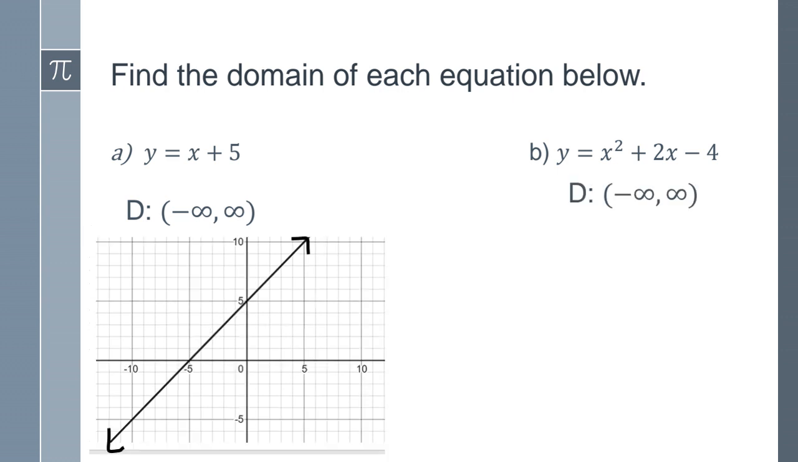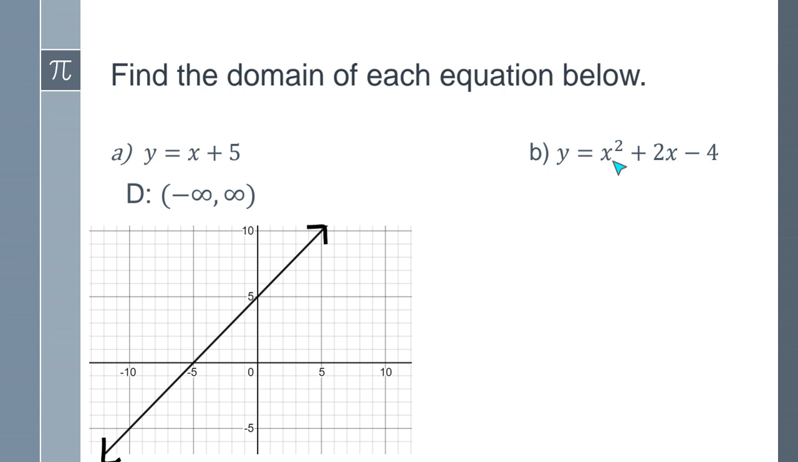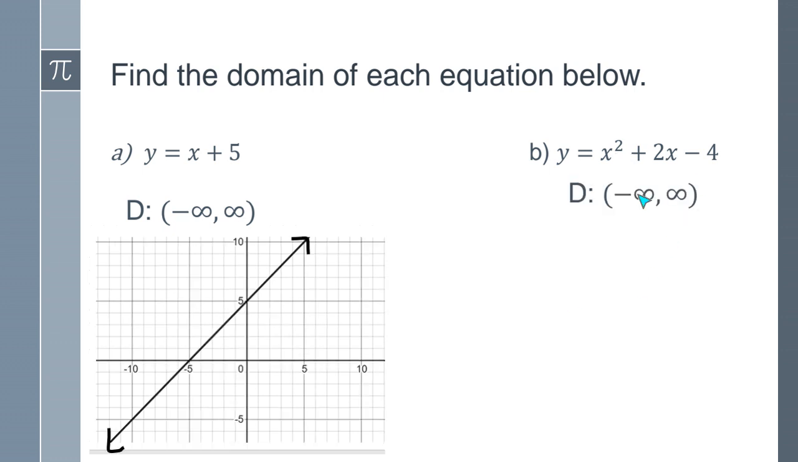So for B, do we have any fractions? No. Do we have any square roots? No. We have a square, but that's not the same as a square root. So that's a no. Do we have any logarithms? And that's a no. So my answer is going to be negative infinity to positive infinity.